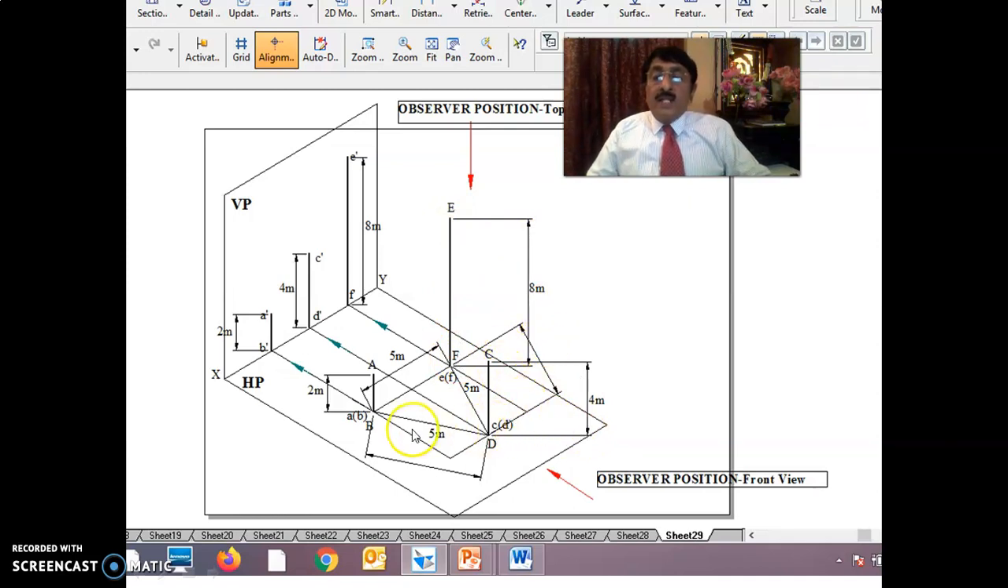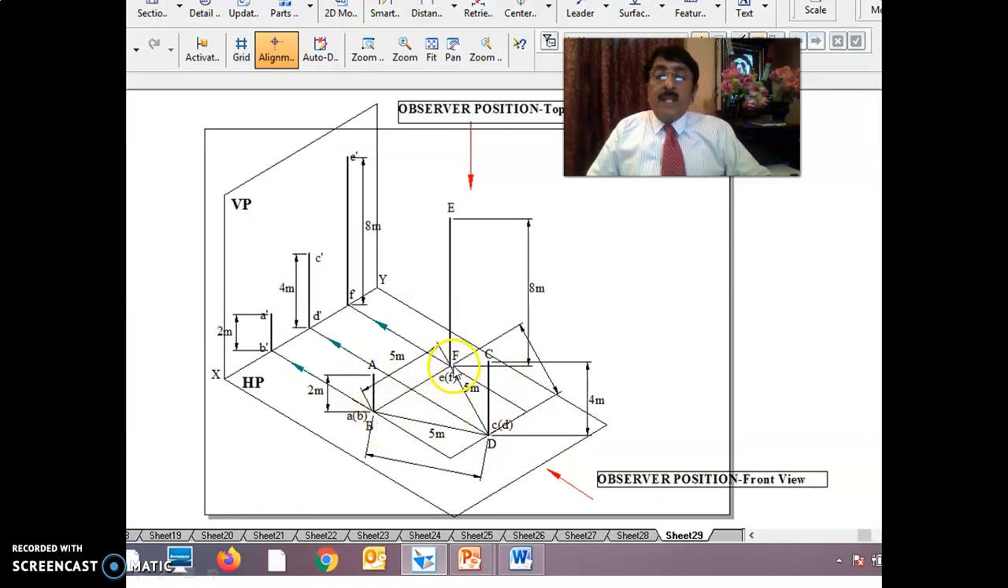As I have written, in the top view this will be a point. CD will also be a point. AB will also be a point. The top view of these 3 poles will form an equilateral triangle of 5 meter long sides in the top view. Can you see this? 5 meter, this is an equilateral triangle. Okay. Can you follow? 5 meter long. At every corner here, you should have a pole.